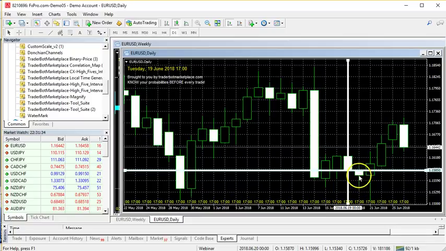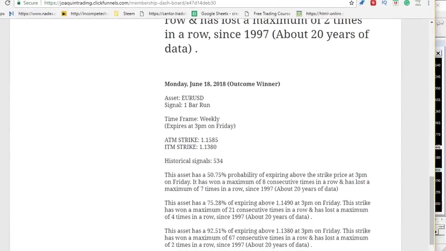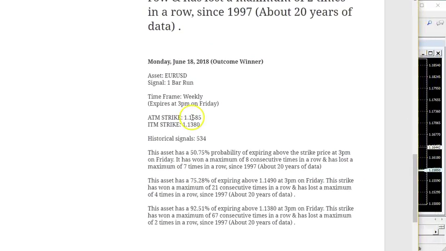Did that win or lose? Well, it won because on Monday the 18th, it had to expire above that area on Friday the 22nd. So Friday the 22nd is right here. See this bar right here? So it expired above. That's the signal right here. That's last week. So you can tell it was a winner.